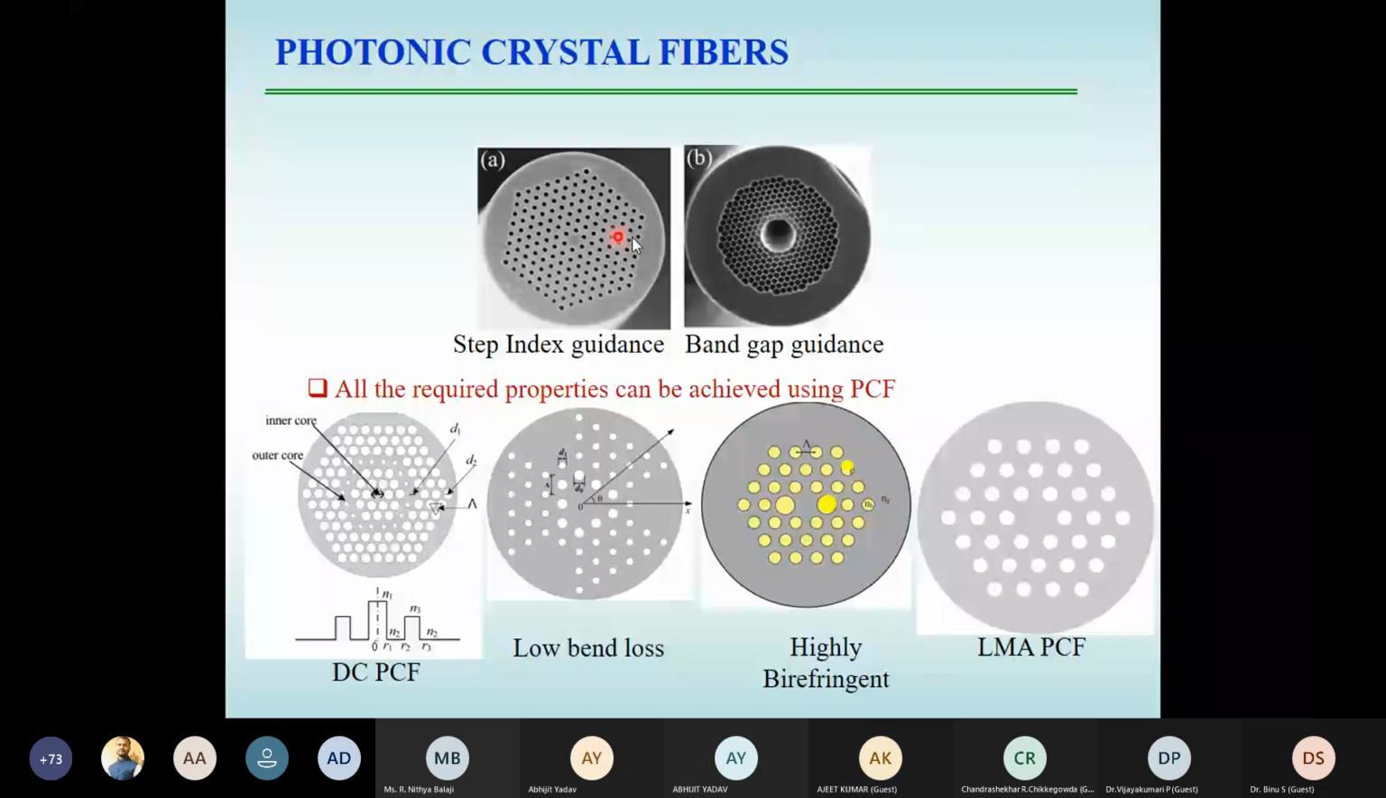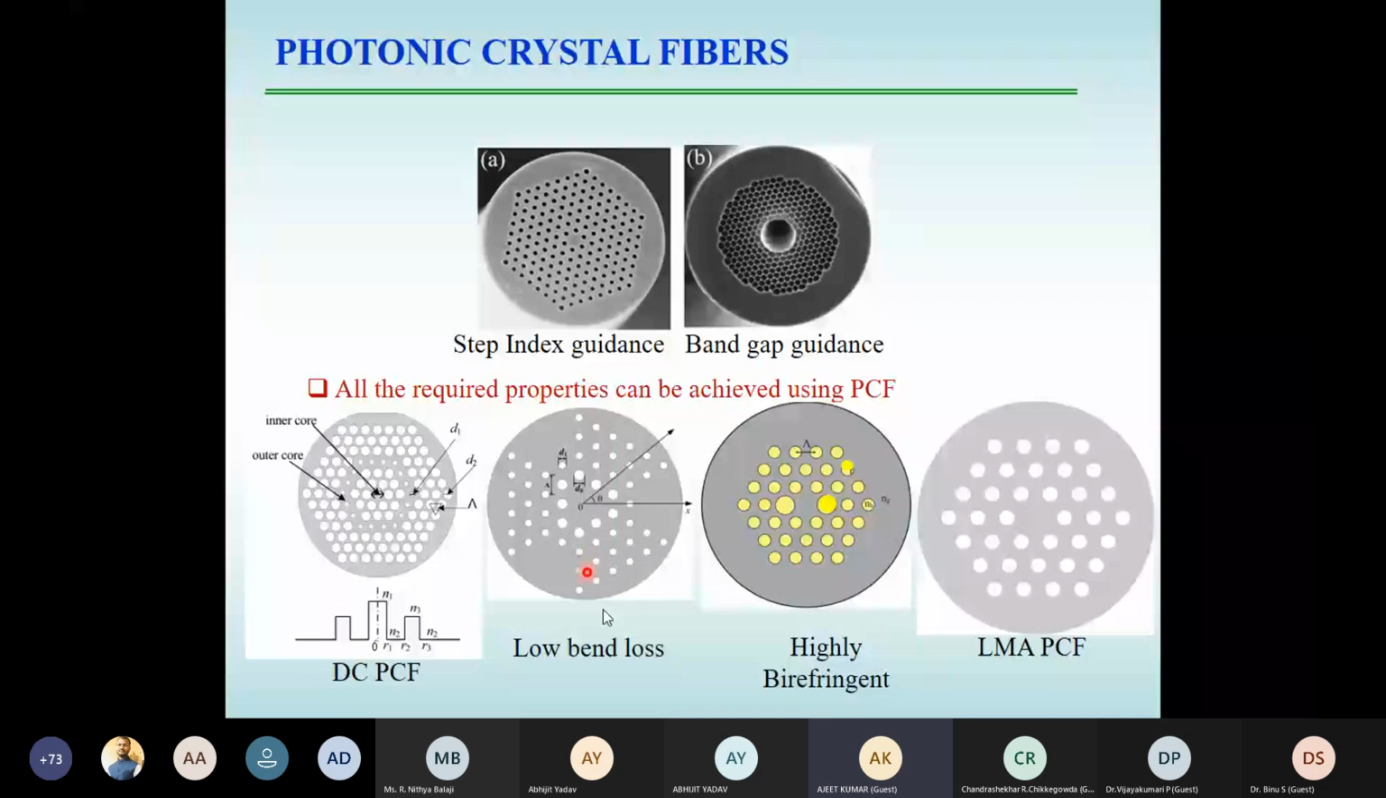Now, because of the availability of the large degree of freedom in the photonic crystal fiber, this particular fiber has been used and designed to achieve various specialty optical fibers. A few of them I have just shown here. One is a fiber in which you can see you have a large air hole, then a small air hole, then again a large air hole, right? So this is used for the dispersion compensating photonic crystal fiber. This is a special design which is used for the low bend loss fiber.